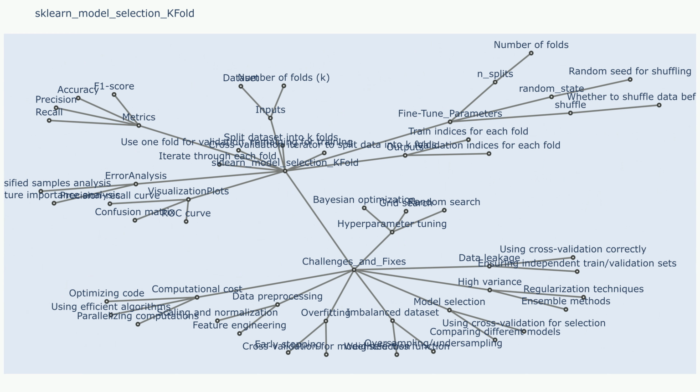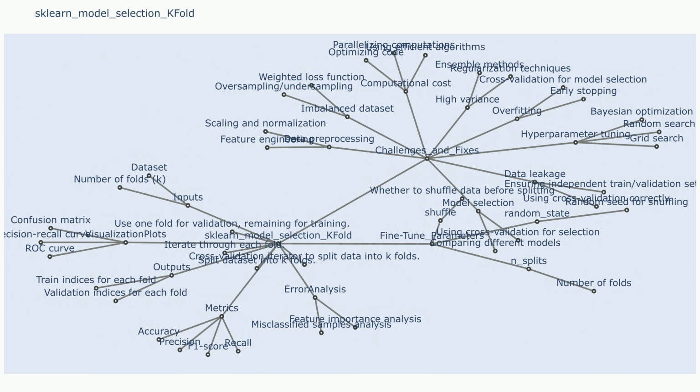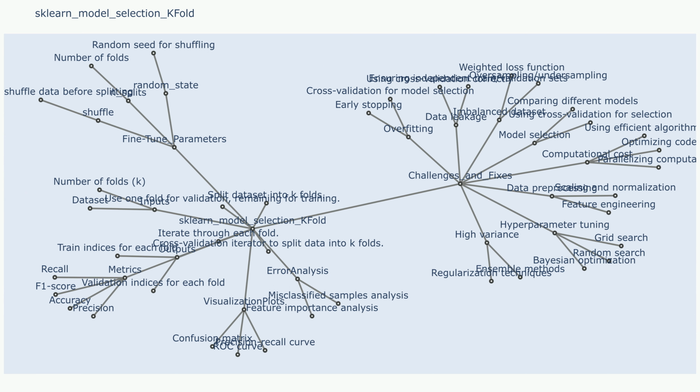Fine-tune parameters. n_splits: experiment with different values to find the optimal number of folds for your specific dataset and model. shuffle: set to True to ensure random data distribution across folds. random_state: use a fixed integer to make the cross-validation process reproducible.